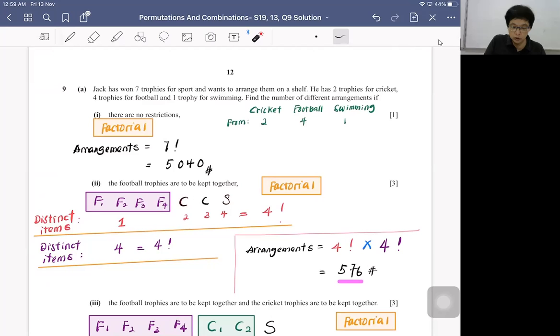From Jack's trophies, altogether 7 of them. And out of these 7 trophies, 2 of them he won from cricket. And out of that 7, 4 are from football and 1 from swimming. Okay, with that information, now you're ready to tackle the question.